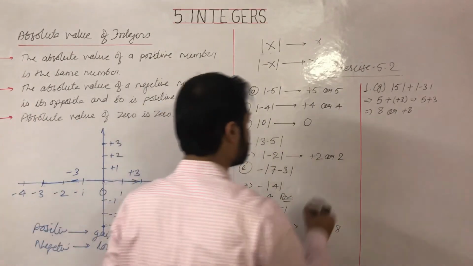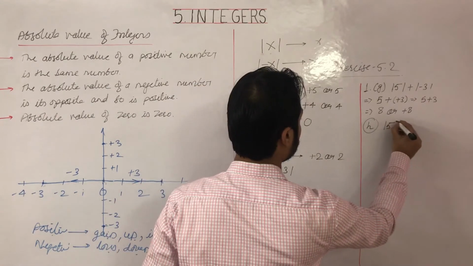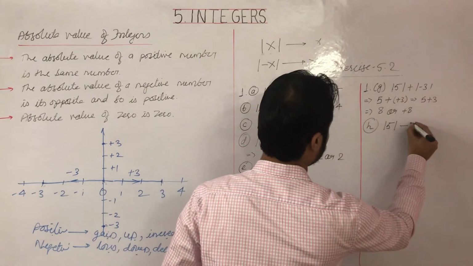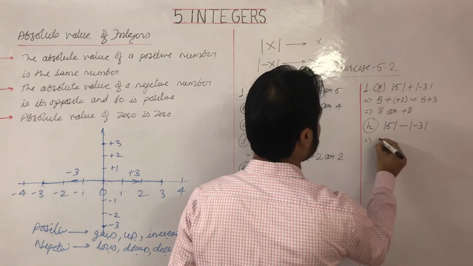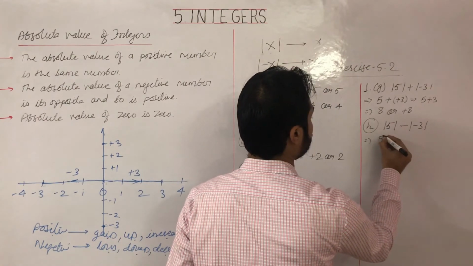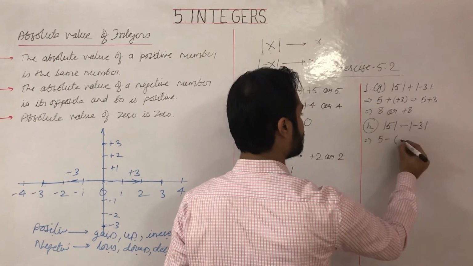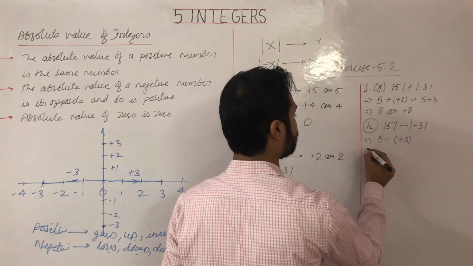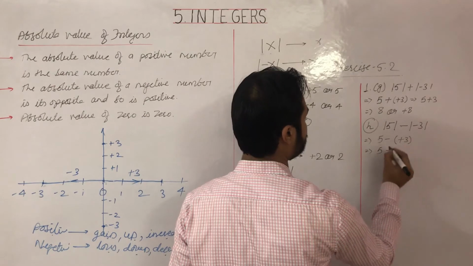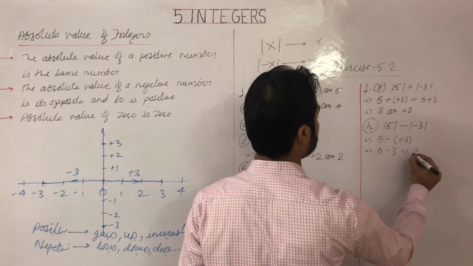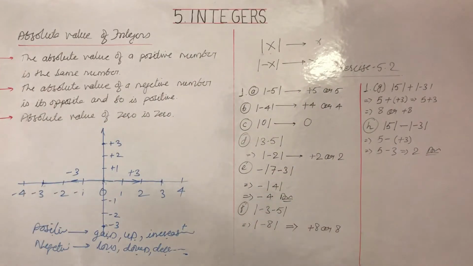Then part H: mod of 5 minus mod of minus 3, right? So in this case again, the absolute value of 5 is 5, minus the absolute value of minus 3 is plus 3 or 3. And in the last step, you have to write 5 plus minus minus. So 5 minus 3 is 2. 2 or plus 2 is the answer.